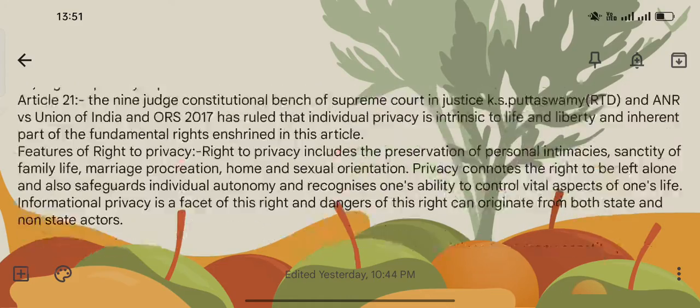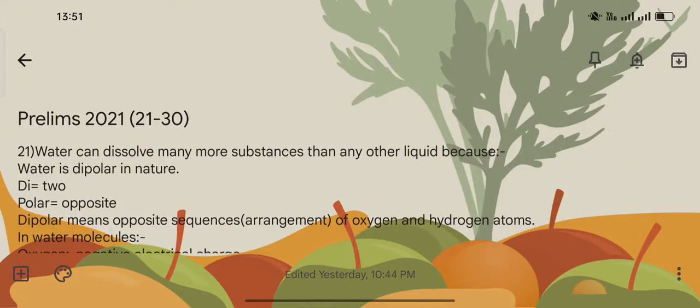So these are the questions 21 to 30 of Prelims 2021.